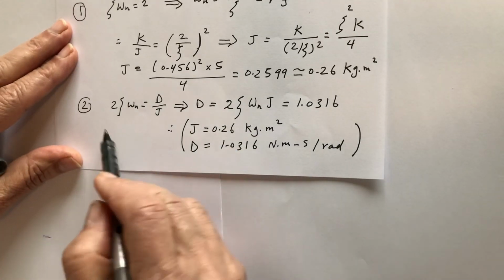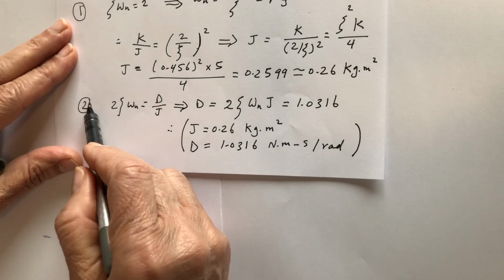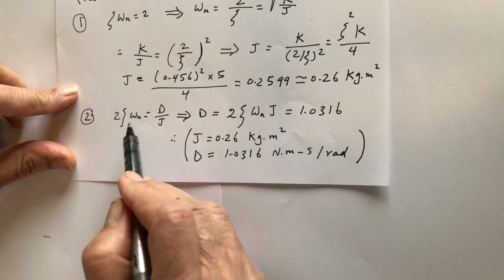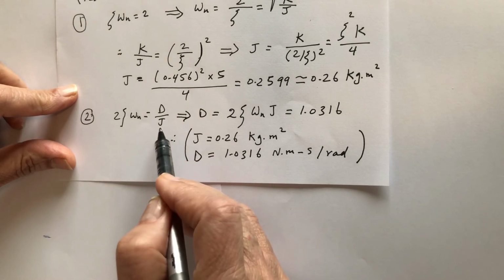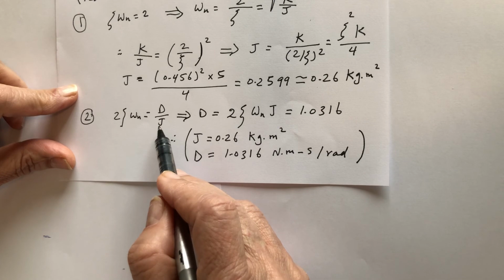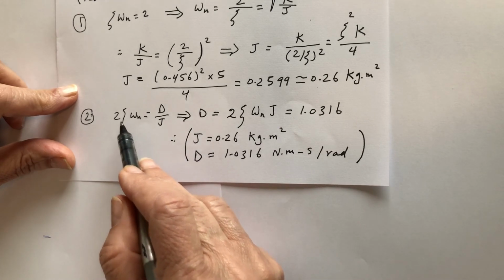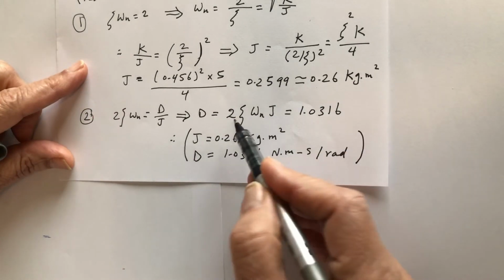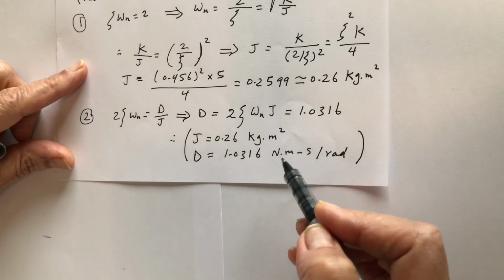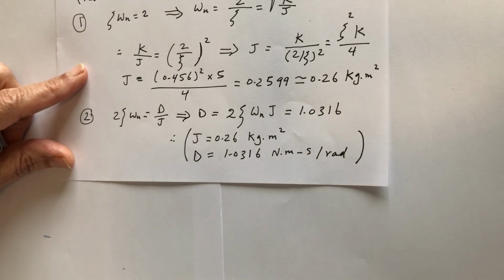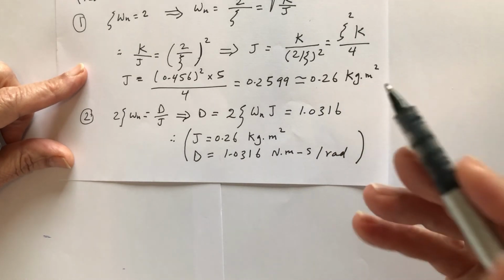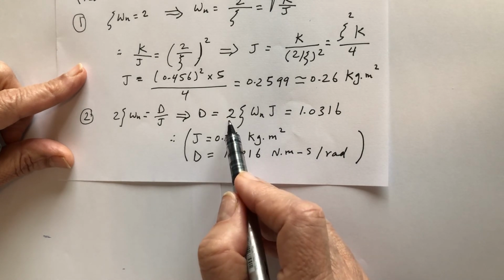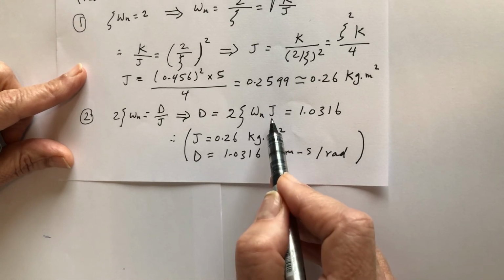Now I'll go back. I'll say this is 1 and 2. These are like the solution steps. I have 2 zeta omega n again equal D over J. So I got J, I got omega n, I got zeta. So I got D equal to 2 zeta omega n times J. And I have zeta, I have omega n equal to K over J under the square root, which I can find. So it will be D equal to 2 times zeta times omega n times J.